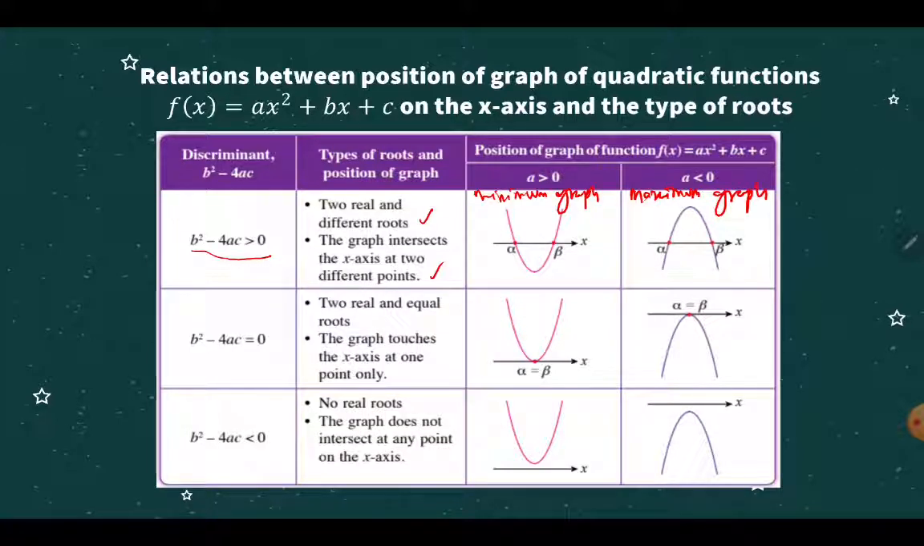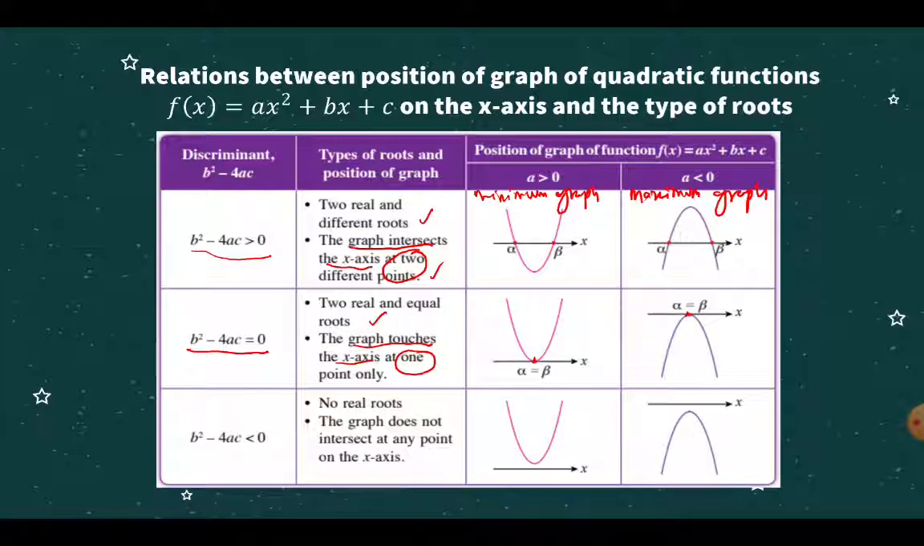When discriminant equals to 0, we know that our type of root is two real and equal roots, and the graph touches the x-axis at 1 point only. So this one and this one. If you were asked to sketch, this is the shape that should come to your mind. The main important thing is the x-axis.